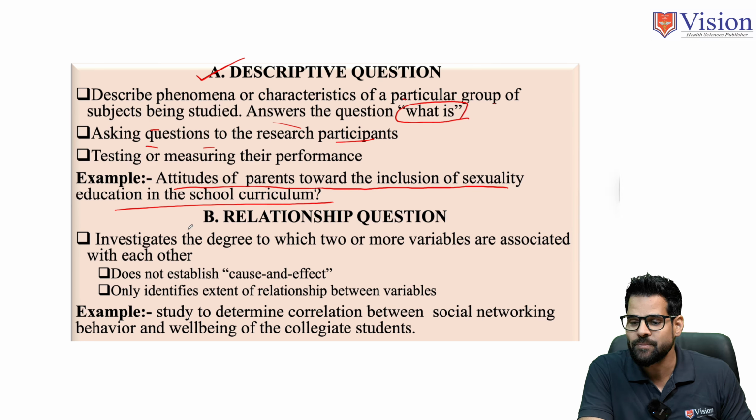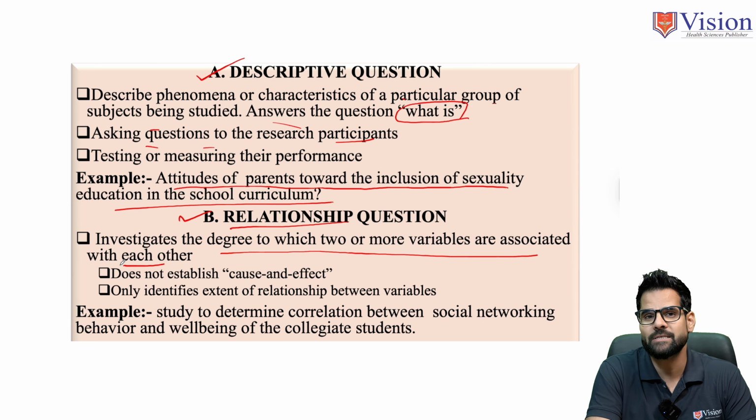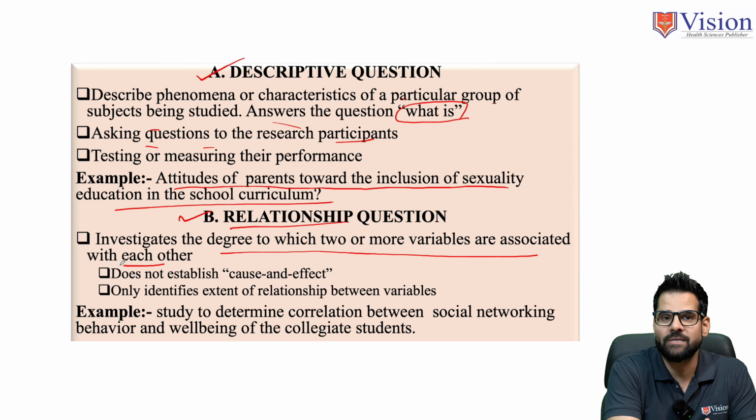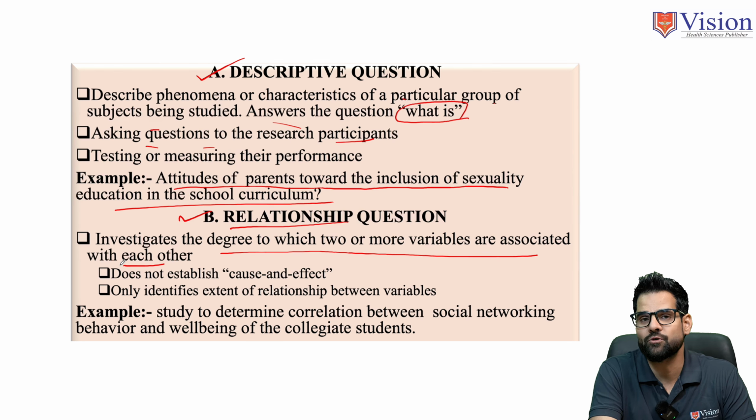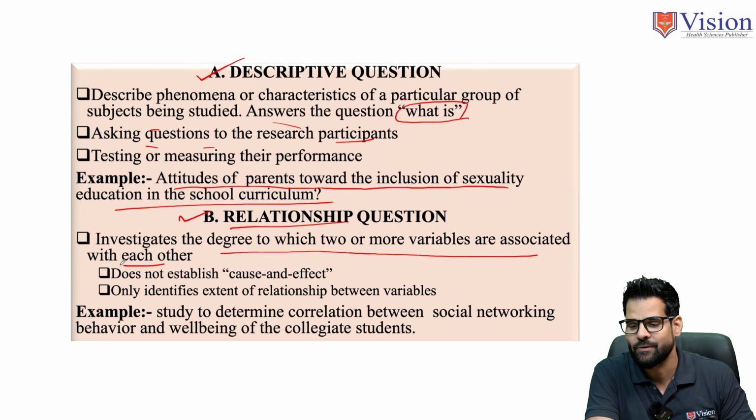Second is relationship type questions. Relationship type questions investigate the degree to which two or more variables are associated with each other. For example, what is the relationship between the parental personality and the academic performance of their children? So there are two variables, and we are expecting some kind of relationship, and you want to investigate that. That is about the relationship type question.